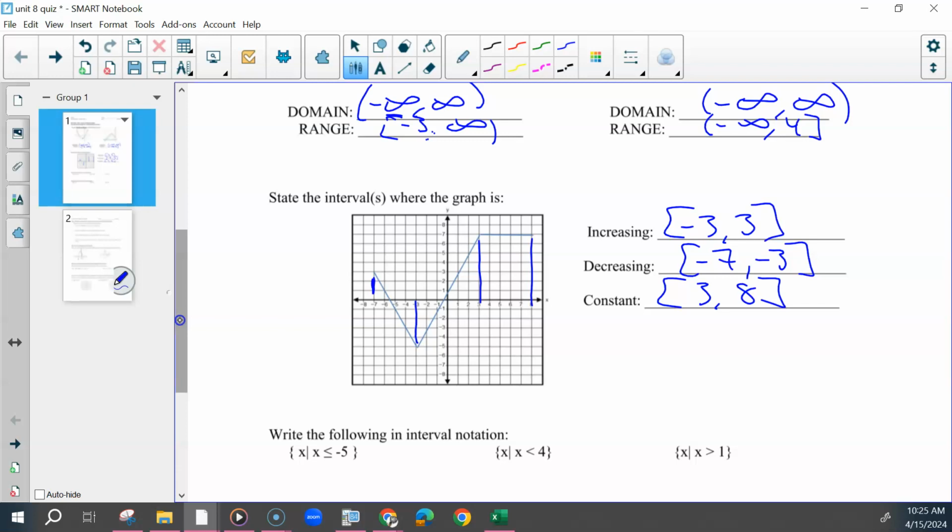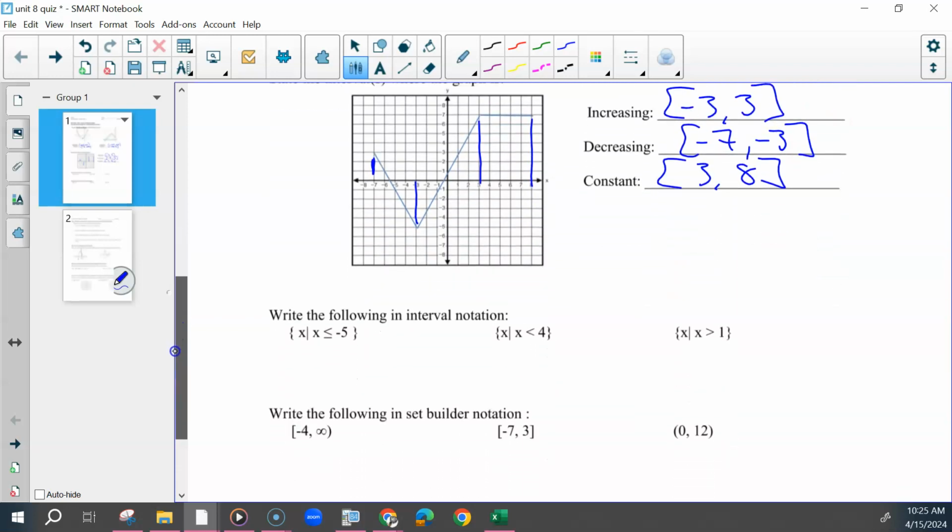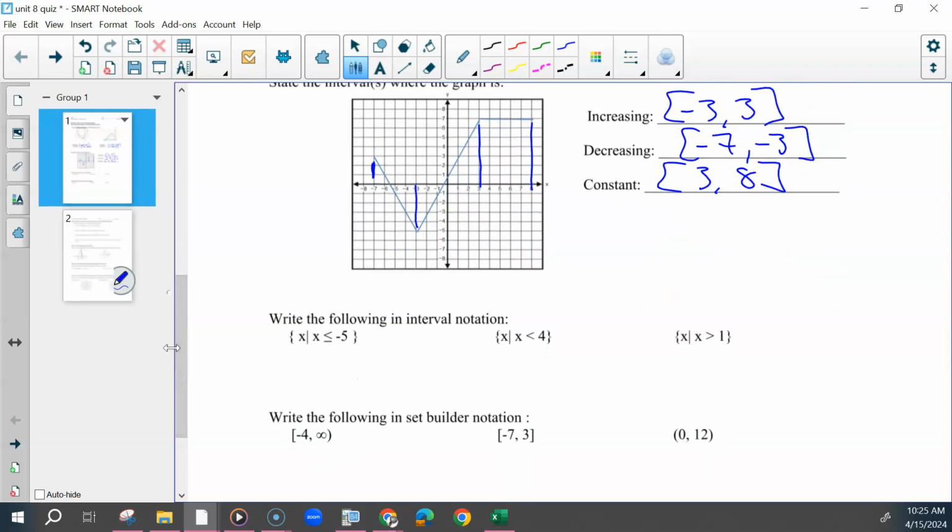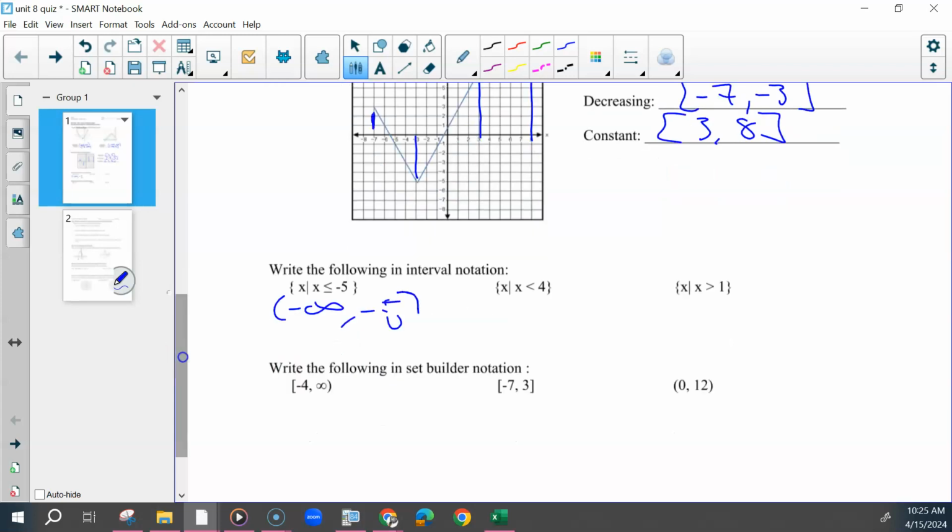Questions on any of those? For the interval notation, this is just using your parentheses and brackets. This is everything less than -5, so below -5. So it would start at negative infinity, stop at -5, and that would be square bracket. For this next one, less than 4, so again, starts at negative infinity, stops at 4, but parentheses. And then for the next one, greater than 1, it starts at 1 and goes to infinity. Parentheses.